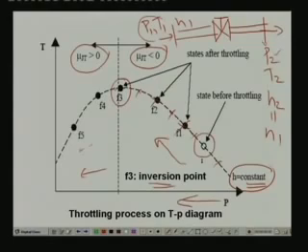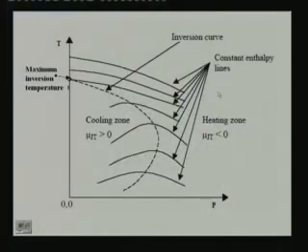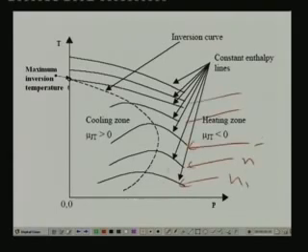Now I can carry out this experiment by varying the inlet conditions. Okay, so let us see what happens if I do that. An inversion curve I can obtain by joining the locus of all the inversion points. That means I vary the inlet conditions and carry out the throttling processes at different enthalpy lines. So you have different enthalpy lines, H1, H2, H3 like that, and each enthalpy line has an inversion point. And when you join all these inversion points, you get what is known as the inversion curve.